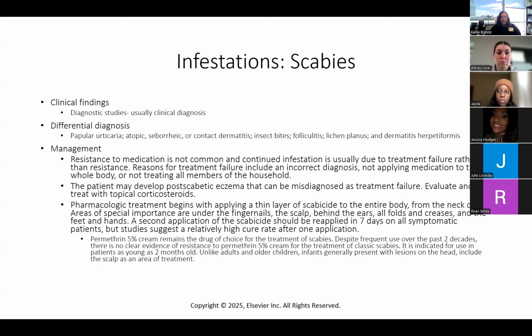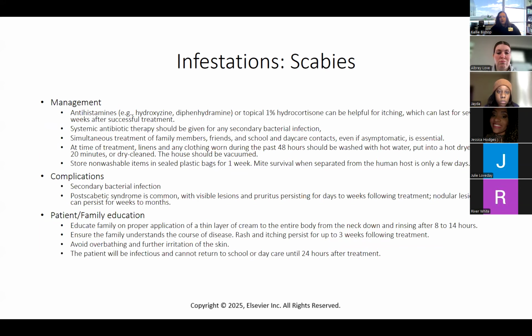So you do scabicide. Permethrin 5% cream is the drug of choice for scabies on the whole body from the neck down. Really pay close attention to those areas where it's the most common. And then you could do it again in 7 days. That's another one where I usually say do it again in 7 days, but that is the drug of choice. They can do antihistamines for itching, or topical corticosteroids if it's in a localized area, just for itching short term.